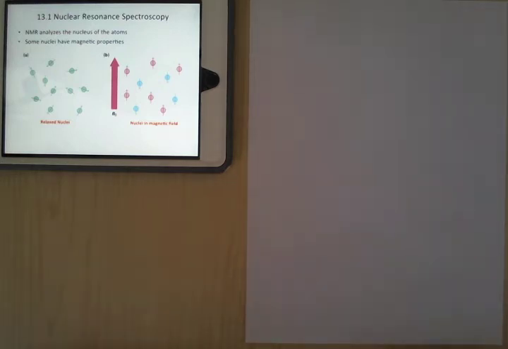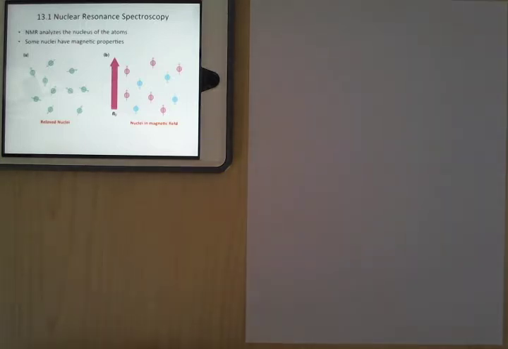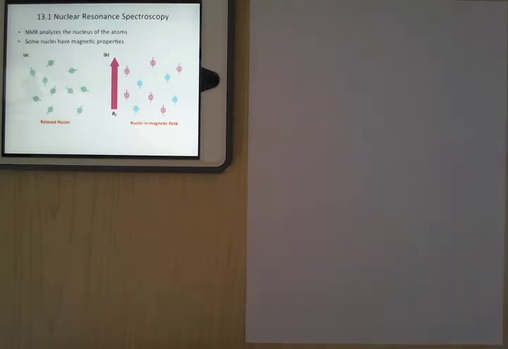Now on to chapter 13. This is nuclear magnetic resonance spectroscopy, which is actually the basis for things like MRIs. If you go in and put your head in the big tube when they want to check it out, this is the same technology that's used for that.